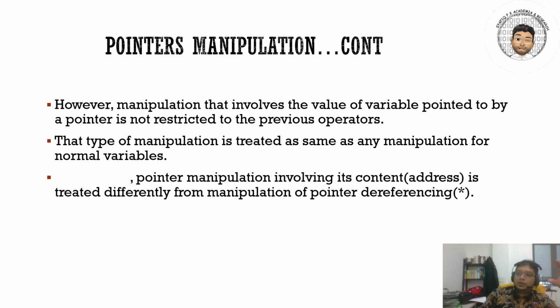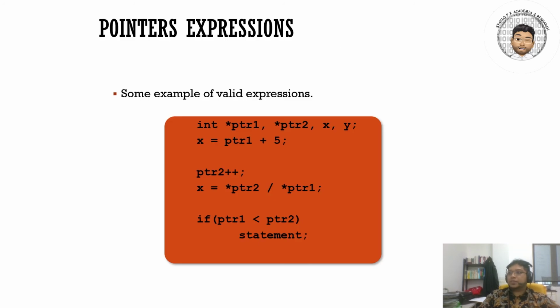So that type of manipulation is treated the same as any manipulation for a normal variable. Pointer manipulation involving its content address is treated differently from manipulation of pointer dereferencing. So we have manipulation of the address itself. If we want to change the address, addition or subtraction of the address is possible, but the way it treats the address is different from how we treat the value at the address.